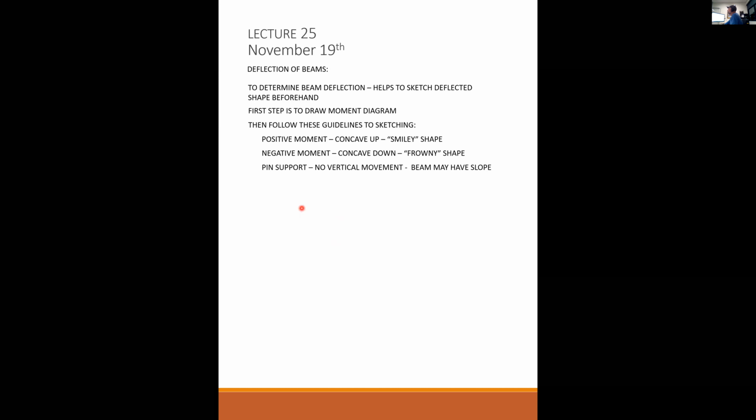Where you have a pin support, there is no vertical movement, but the beam may have a slope to it. And where you have a fixed support, there is no vertical movement and there is no slope. I have some illustrations that illustrate these points, but these are the main points. A positive moment produces a smiley shape. Negative moment produces a frowny shape. Where you have a pin support, you can still have beam slope, but no vertical movement. At fixed support, you have no movement whatsoever.